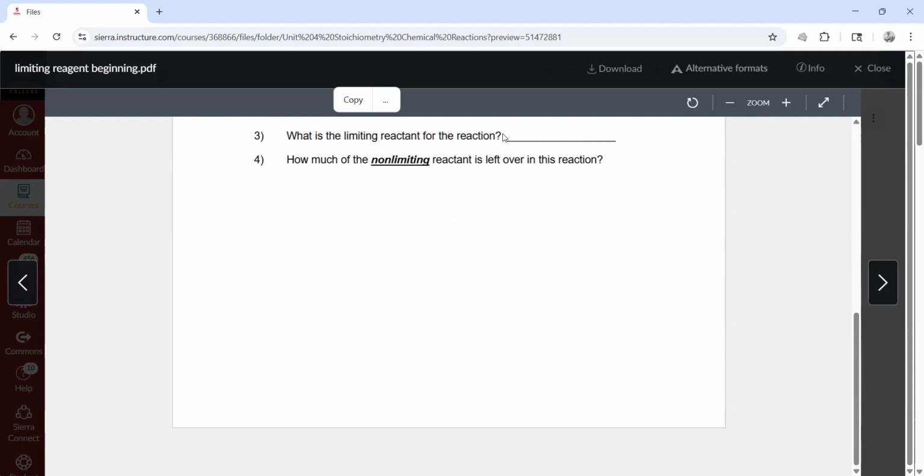Now, sometimes there's a yield question. I'll say, what's the percent yield? Now, what you're calculating here is theoretical yield. I'll give you an actual yield and you do a ratio and convert to percent.